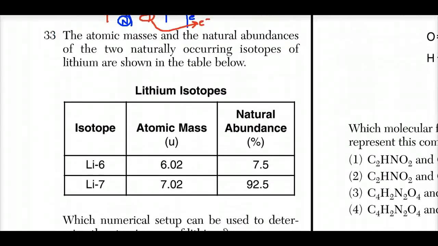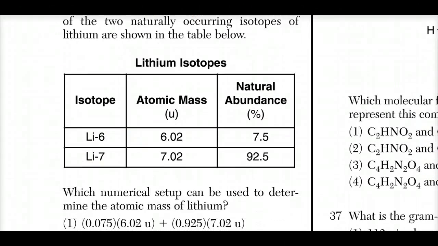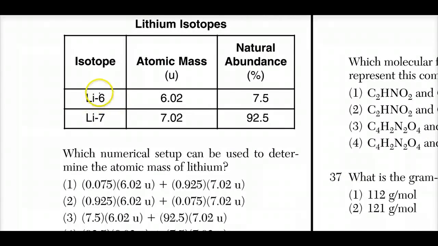Number 33. Atomic masses and natural abundances of the two naturally occurring isotopes of lithium are shown in the table below. All right, so we have lithium 7. Now, some people hate this idea, but if you look at lithium, it's lithium-6. What does that mean? That means lithium has a mass of 6. And why do they do that? Well, because almost every single element, of course the naturally occurring ones, have multiple masses that they can have for the same atom. These are isotopes.